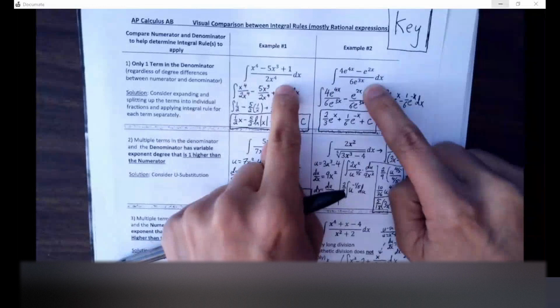Okay, so if you only see one term in the denominator for integrals, see if you can try to break them apart and then divide and conquer. All right, so that's if there's only one term in the denominator.